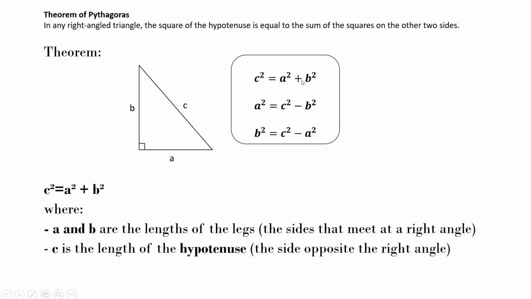Remember, a squared plus b squared, when they add up together, they give you c squared. So now that you have c squared and you need to solve for a, you're going to say c squared subtract b squared so that it can give you a squared. Practical example, 3 plus 2 equals 5. And then 5 minus 3 equals 2. 5 minus 2 equals 3.